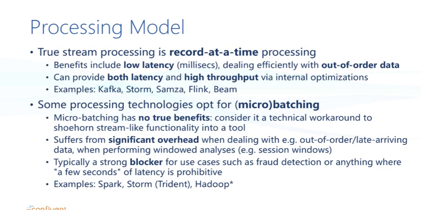So what does that mean in the end? Well, typically, micro-batching based tools are a strong blocker for use cases where you really worry about low latency, such as fraud detection, where you want to make very quick decisions. And here, low latency is something where you think in terms of a few seconds and faster. So it's not just talking about a few milliseconds, but sometimes a few seconds. This is prohibitive. Examples of technologies that are micro-batch or batch-based are Spark or Storm's Trident API.